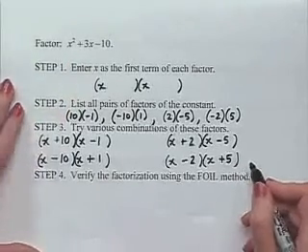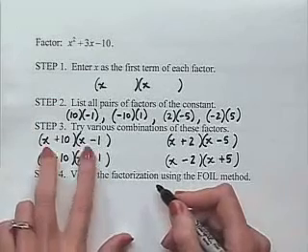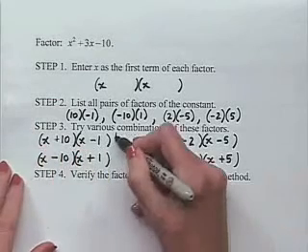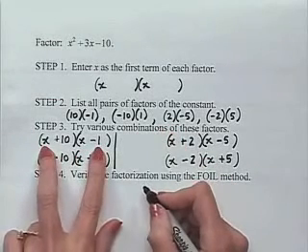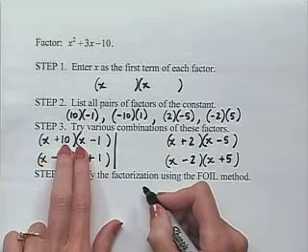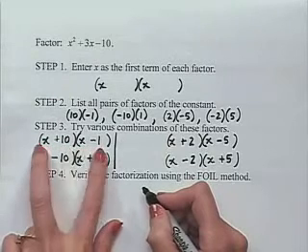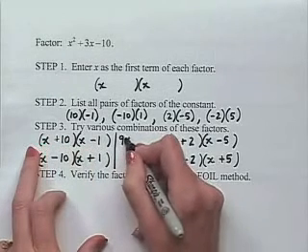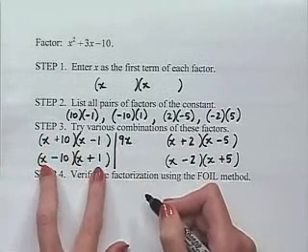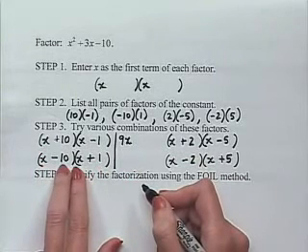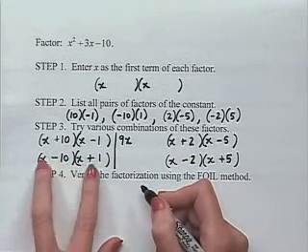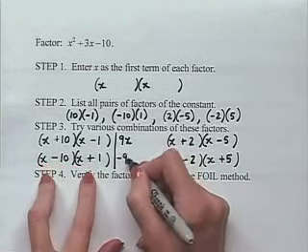So we're going to be looking at our outer and inner terms in each case, and I'll just write that down to the right. The outer term here is negative 1x. The inner term here is 10x. 10x minus 1x would be 9x. The outer term here is positive 1x. The inner term here is negative 10x. Negative 10x plus 1x would be negative 9x.